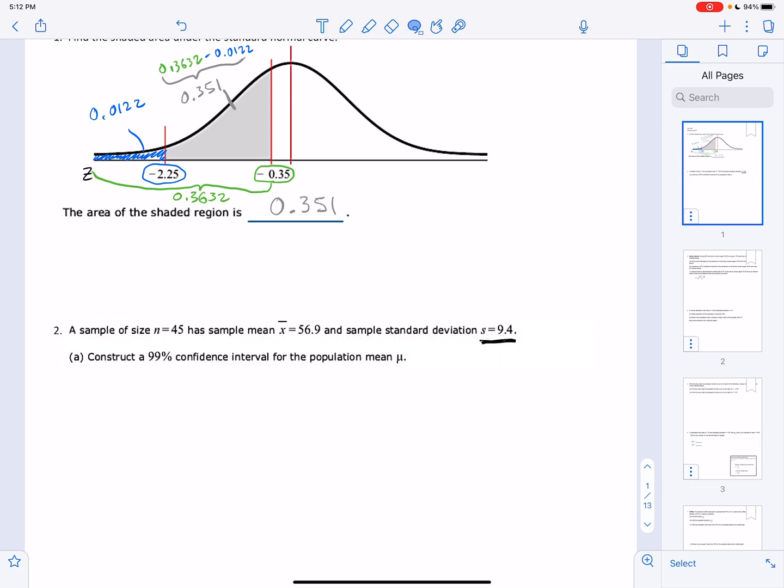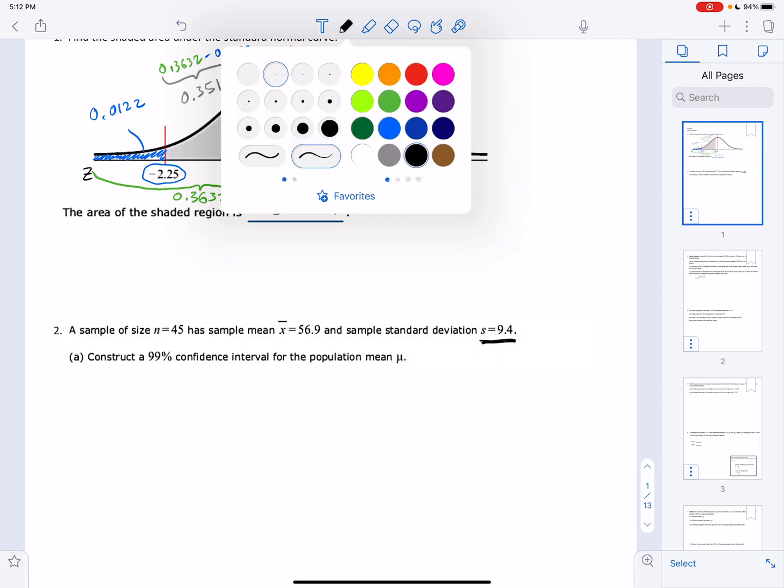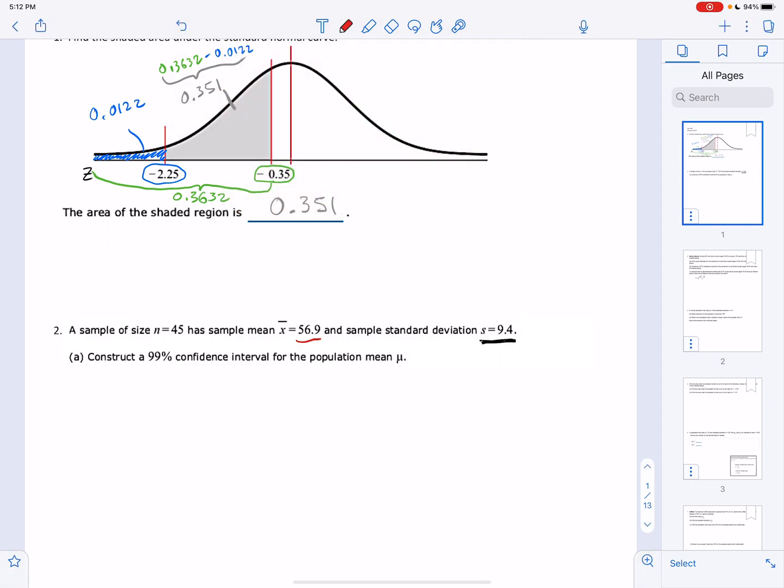So let's organize our information. What we need is a point estimate. We do have a point estimate already figured out for us. That point estimate is going to be our sample mean, right? That's our point estimate. We need to figure out the margin of error. And the way we figure out the margin of error, first piece of that would be that we need to figure out the point estimate.